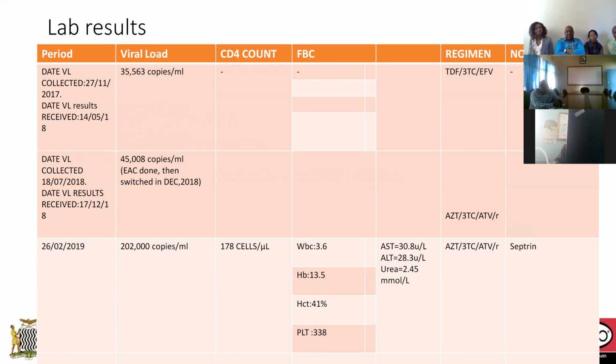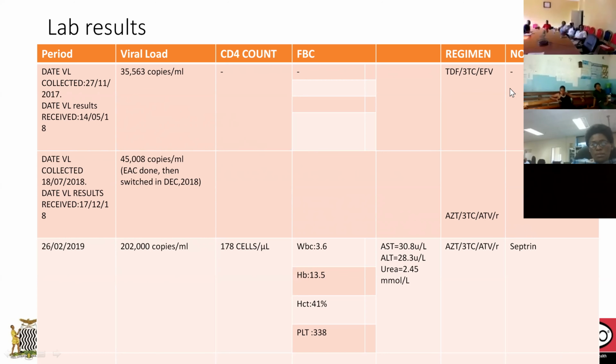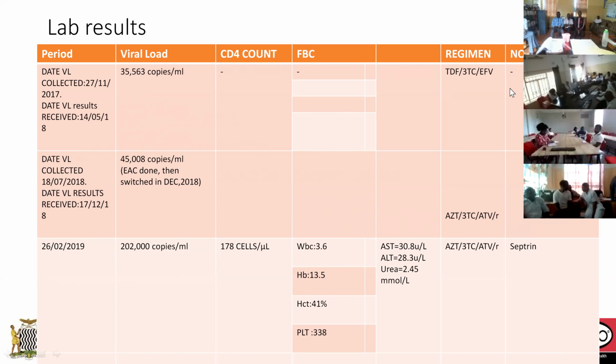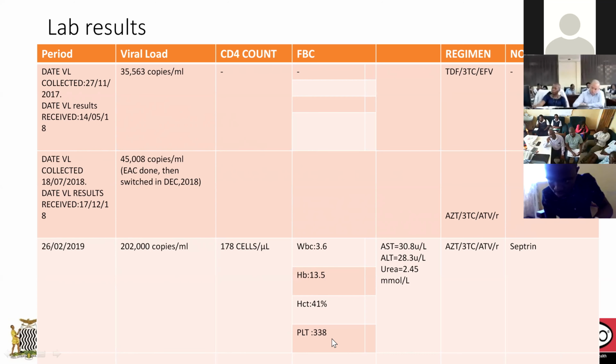Now, on 26th of February 2019, this client was due for CD4 count. Coincidentally, this client also had a viral load collected. And now, the results for the viral load came back at 202,000 copies per mL. The white blood count was 3.6, HB 13.5, hematocrit 41%, and platelets 338. AST was 30.8, ALT was 28.3, and urea was 2.4.